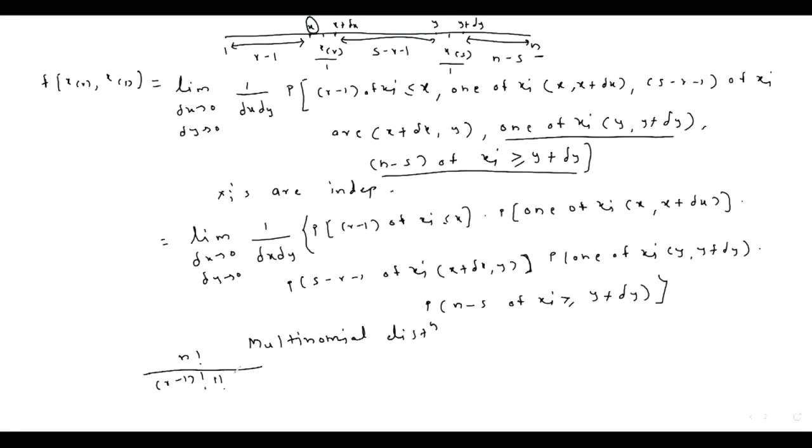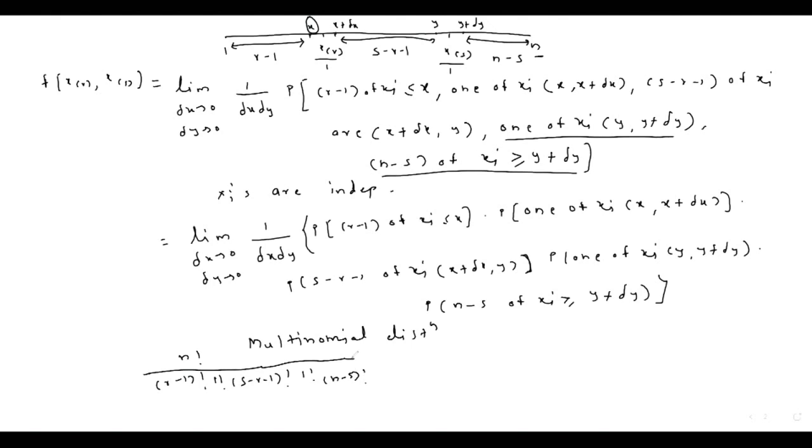Since in the next region I have only one value, that is 1 factorial. Then in the next region I have s minus r minus 1 values, so I can write this as s minus r minus 1 factorial. Then in the next region again I have only one value, and in the last region I have n minus s factorial.